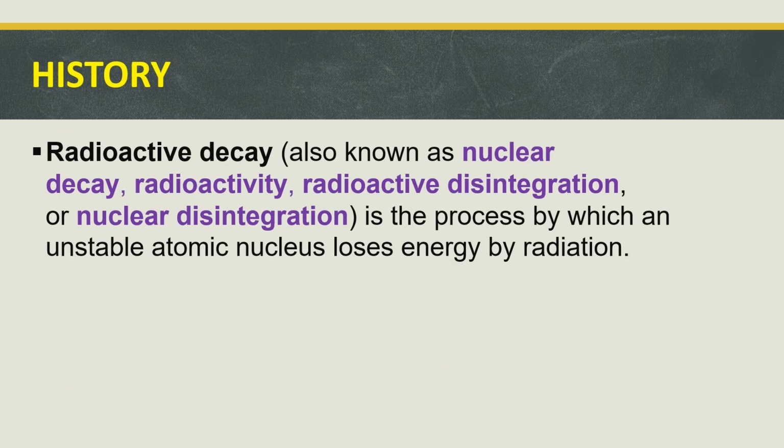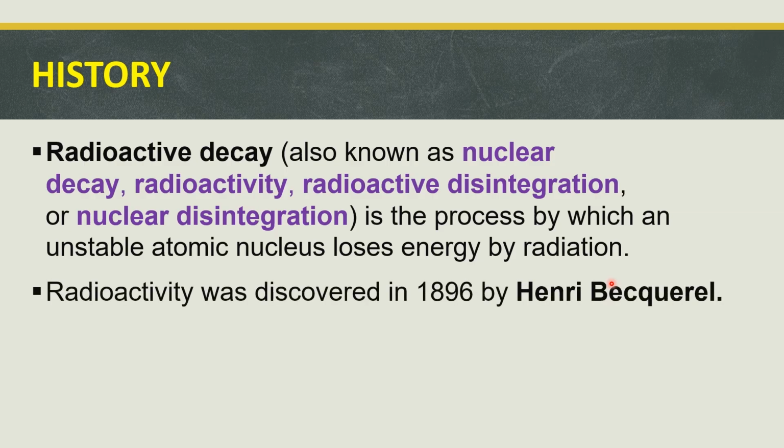So first of all, history. Radioactive decay is also known as nuclear decay, radioactivity, radioactive disintegration or nuclear disintegration. So what is radioactive decay or radioactivity? It is the process by which an unstable atomic nucleus loses energy by radiation. Generally these radiations are alpha, beta or gamma radiations. So we can say radioactivity is the process of spontaneous decay with emission of alpha, beta and gamma radiations. Radioactivity was discovered in 1896 by Henri Becquerel.